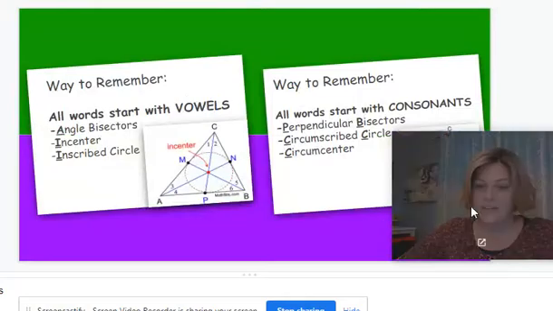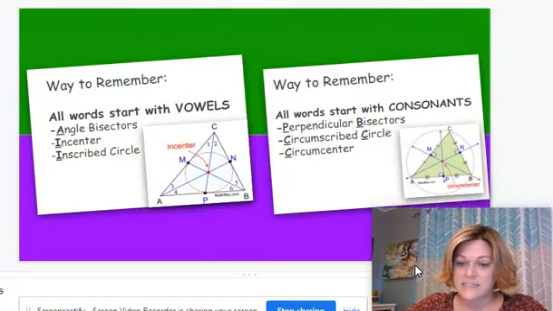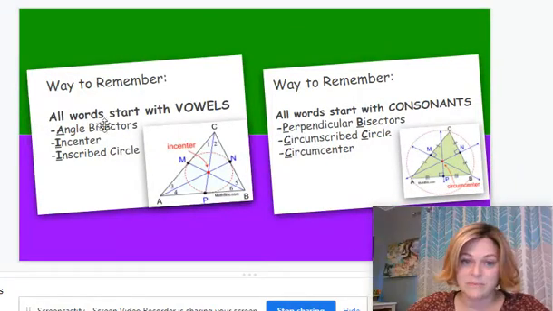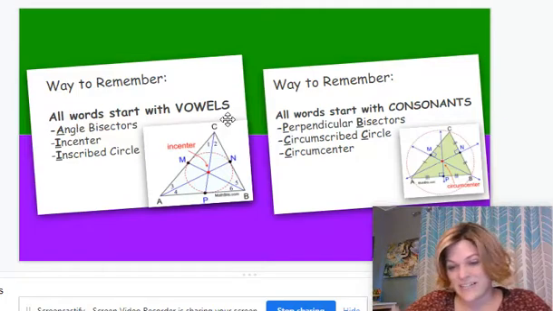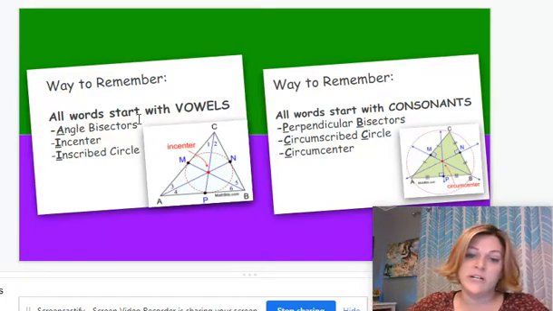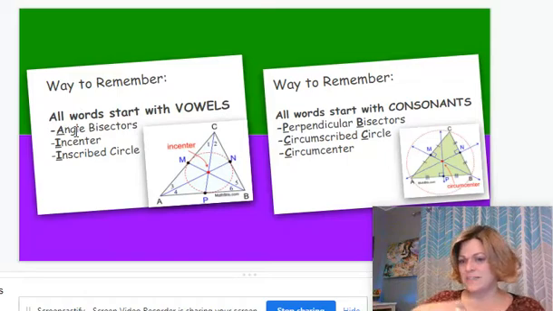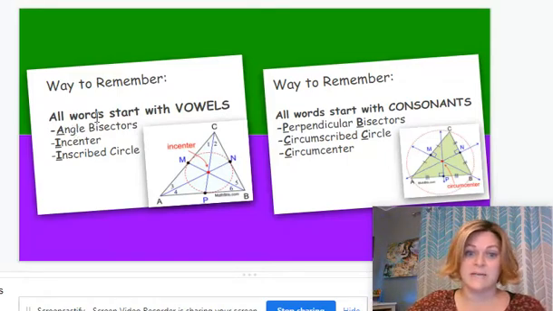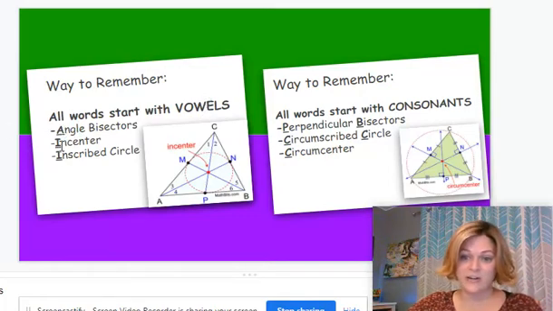Okay, now here's a card that I'm going to move out of the way. This card gives you a silly or easy way to remember. If you're trying to figure out incenter, angle bisectors, circumcenter, perpendicular bisectors, this is the way I teach my students: they all start with vowels. If it's an angle bisector, you're finding the incenter and it's inscribed. Those three things all start with vowels, whereas the consonants, perpendicular bisectors, create circumscribed circles, and there's the circumcenter.